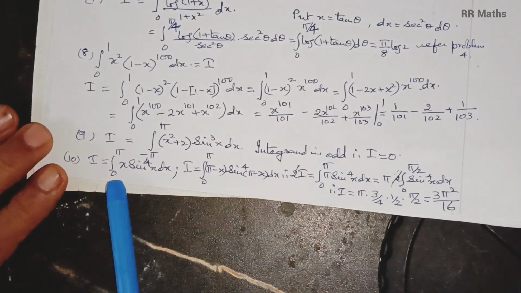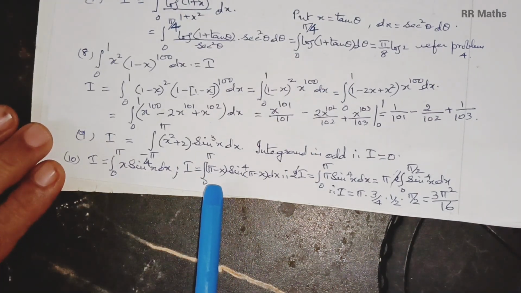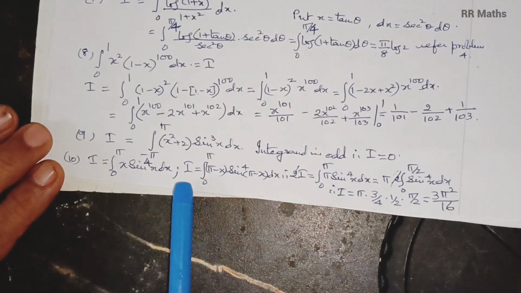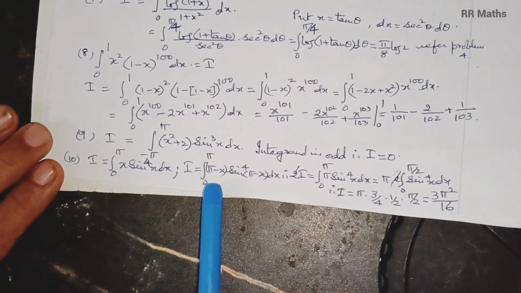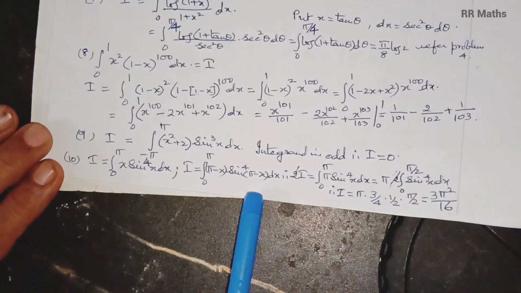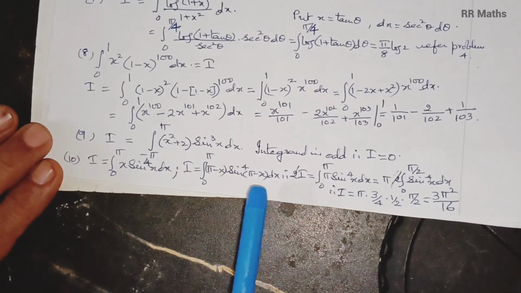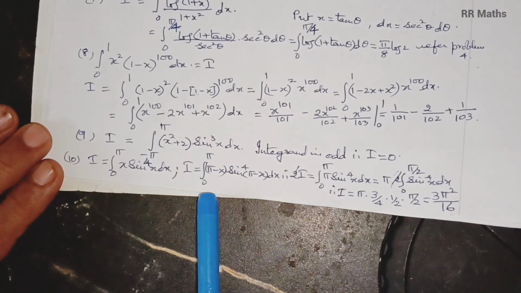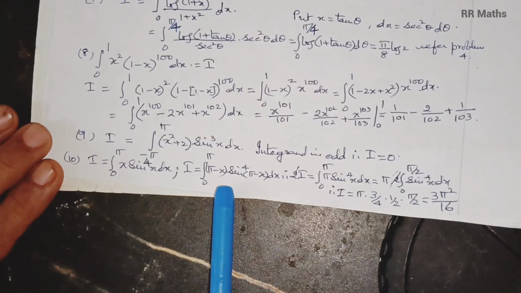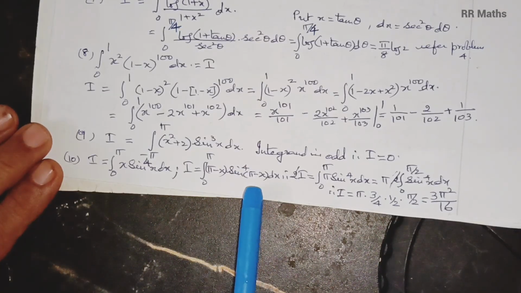Now the next question is: evaluate the integral from 0 to pi of x sine to the power 4 x dx. I change the limits here again. I use the limits and change my x. So that gives you I is equal to the integral from 0 to pi, and instead of x, I am using pi minus x, sine to the power 4 of (pi minus x) dx. Now sine of (180 minus theta) is in the second quadrant, where sine is positive, and therefore it reduces to sine x itself. And so this gives me the integral from 0 to pi of (pi minus x) into sine to the power 4 x dx.